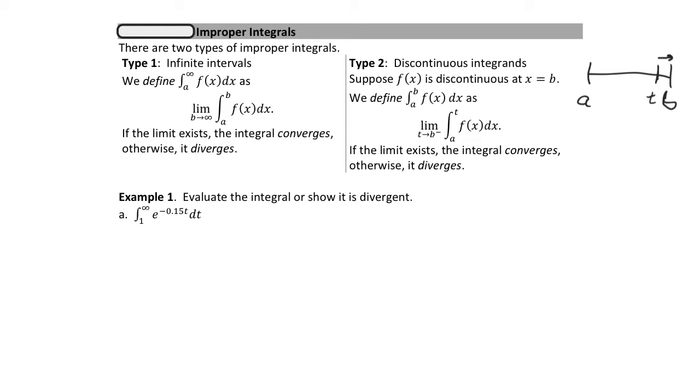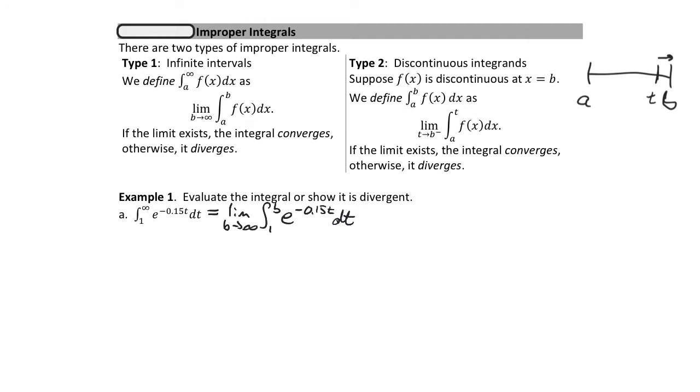Let's look at our first example, which is one of these type 1 improper integrals. So we have the integral from 1 to infinity of e to the negative 0.15 t. Now, we might be able to get away without this, but I'm going to make a substitution here. But before we do that, let's acknowledge the fact that we are dealing with an improper integral. We need to write this as the limit as b goes to infinity of the integral from 1 to b of e to the negative 0.15 t dt. Otherwise, it's nonsense. We can't substitute infinity.